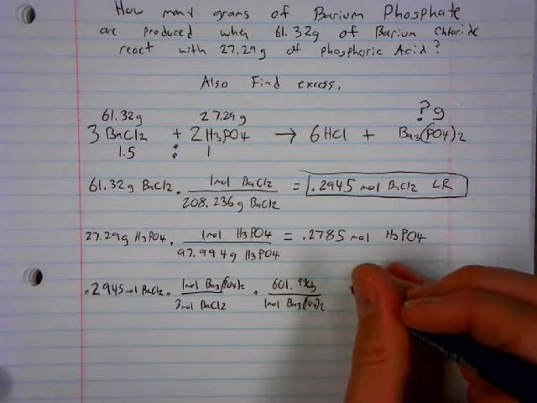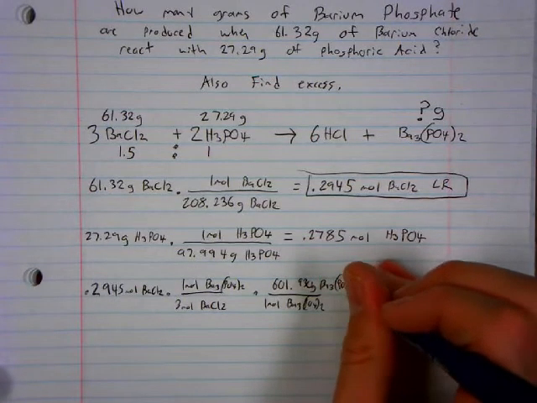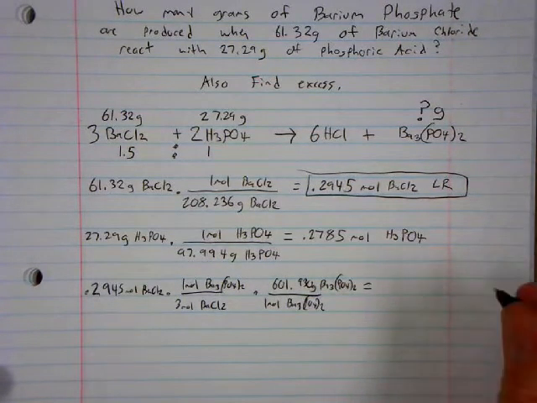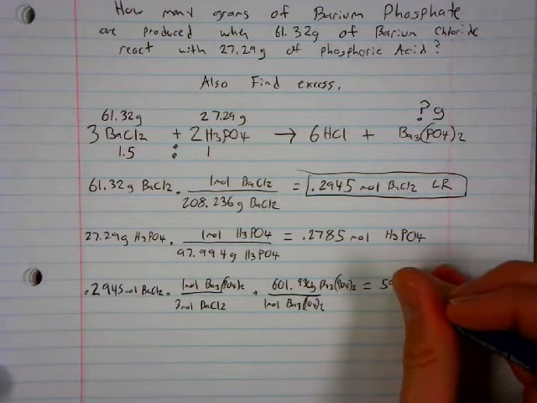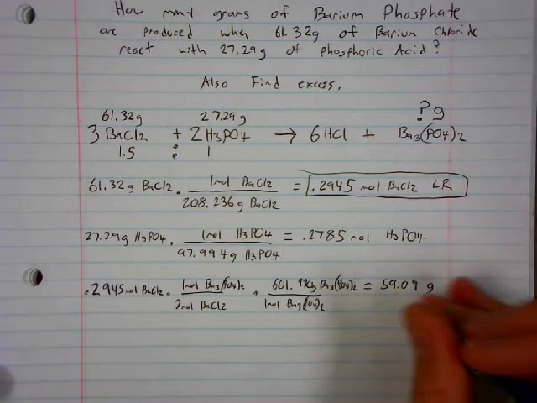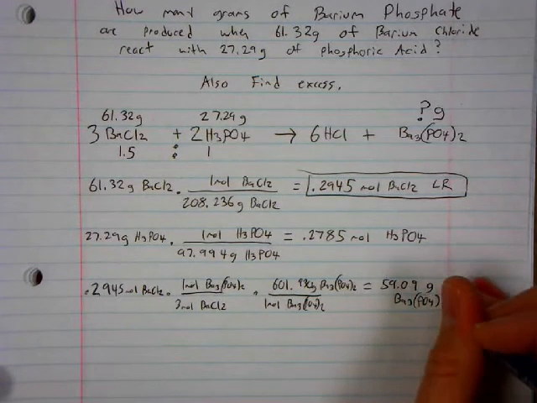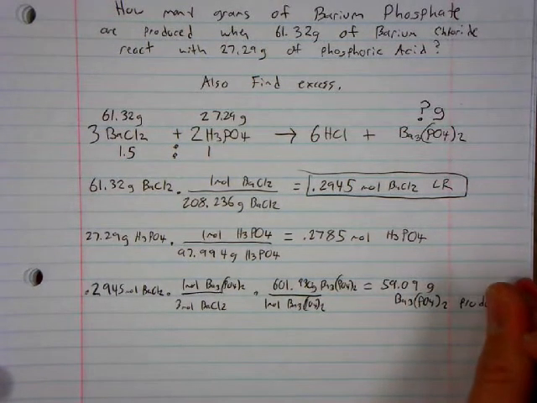601.930 grams of Ba3(PO4)2. So that gave me 59.09 sig digs grams of Ba3(PO4)2 produced in theory.